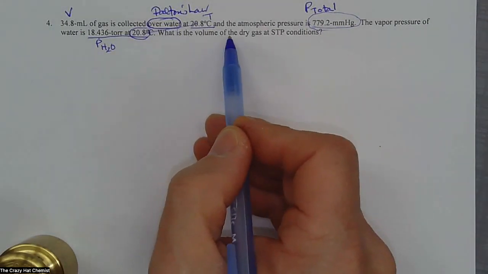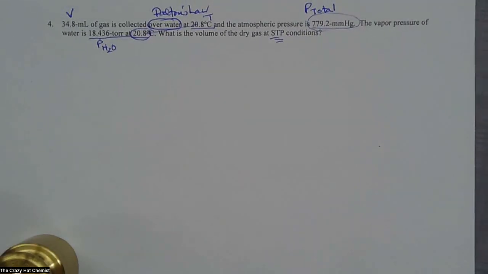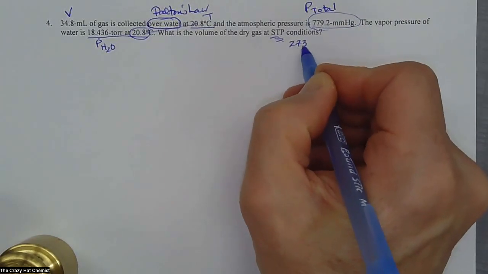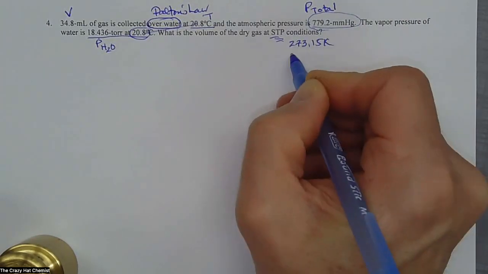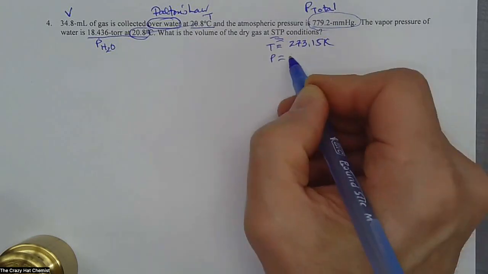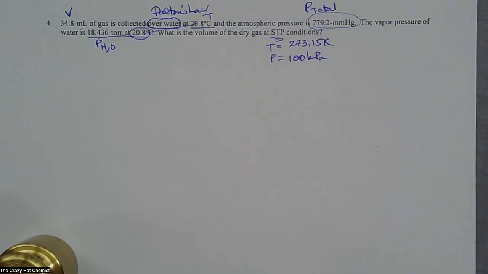And then, what is the volume of the dry gas at STP conditions? Again, we just worked with STP conditions. That is 273.15 Kelvin for the temperature, and the pressure is equal to 100 kilopascals. Again, both are defined values with an infinite number of significant figures.